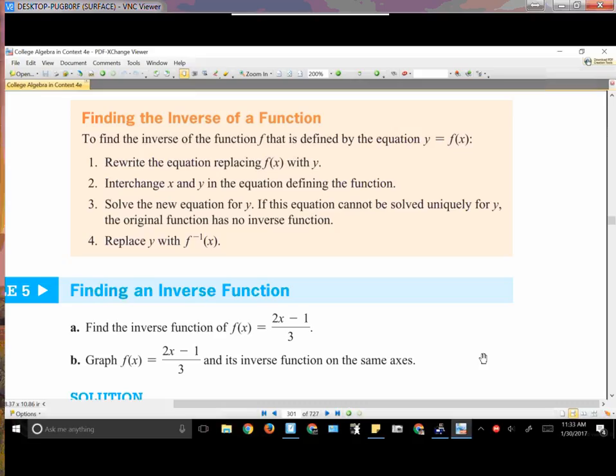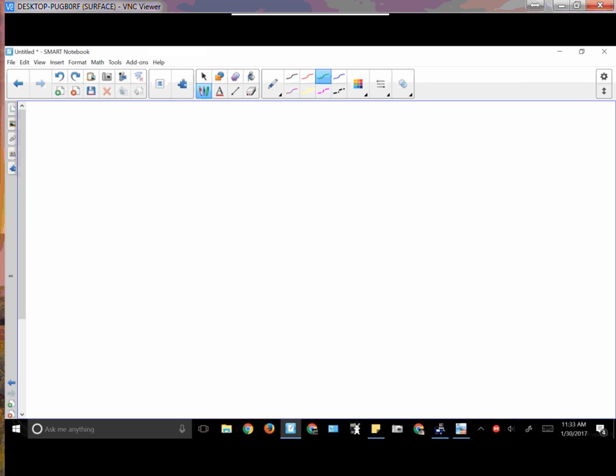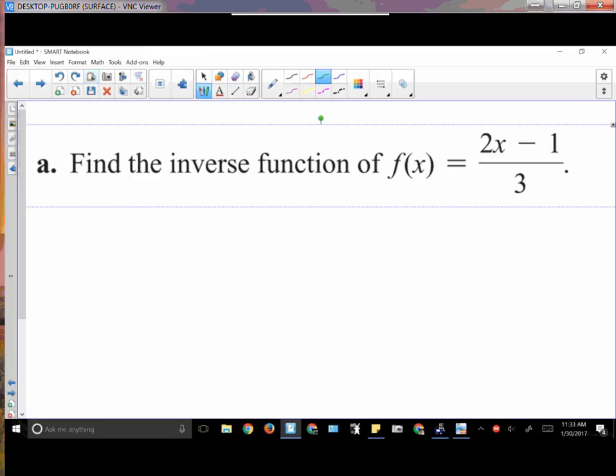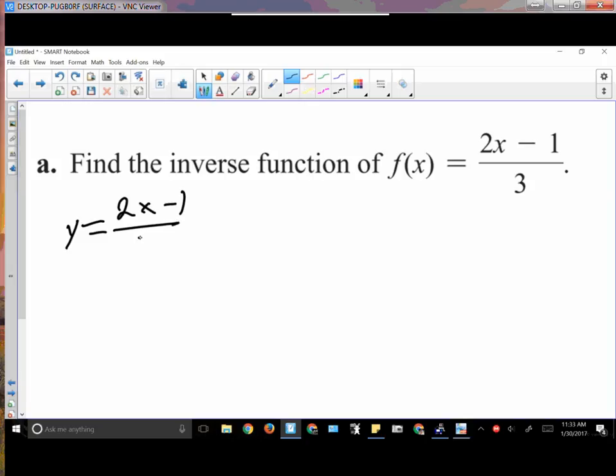If I want the inverse, all I got to do is switch x and y. So, let's try this. I want to go through and I want to find the inverse of that. So, paste that down here. Okay. When we do this, we're going to make a little bit of a change here for it. And the change that we end up having to make for it is we're going to take it out of function notation. I am not going to write it as f of x. I am going to write this as y is equal to 2x minus 1 over 3.